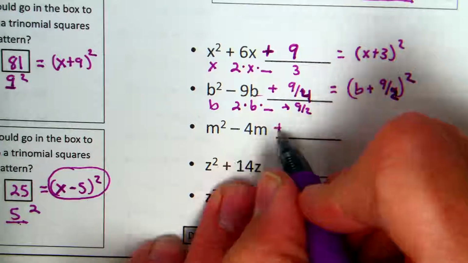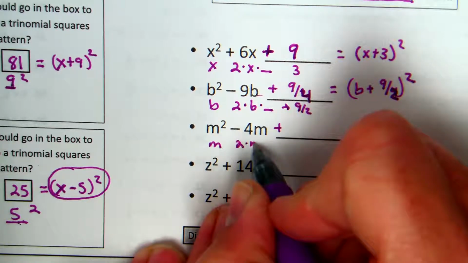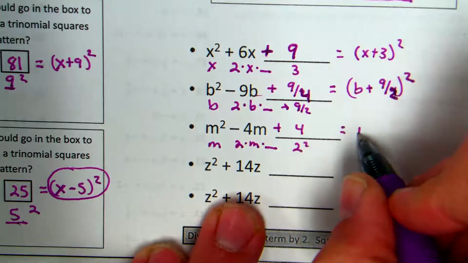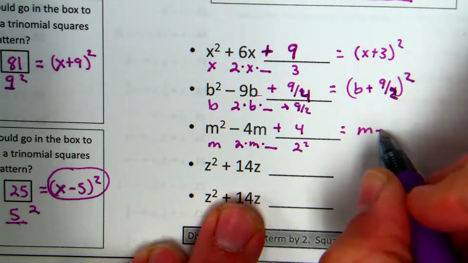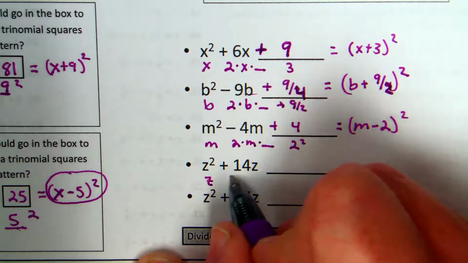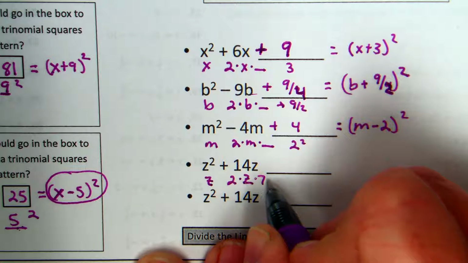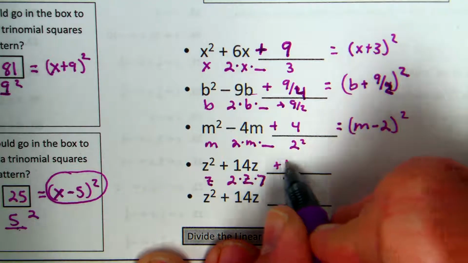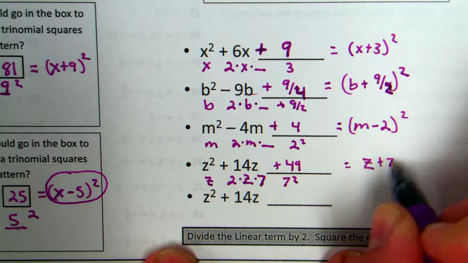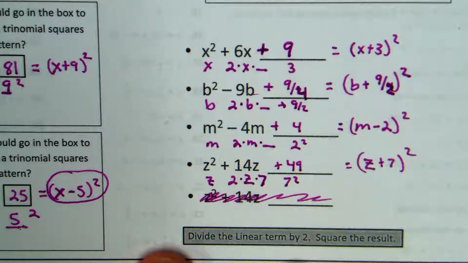How about right here? This is m. This is 2 times m times something. That something must be 2, which makes this a 4. This is m minus 2 squared. This is z. This is 2 times z times something. That something must be a 7, which means this is 7 squared. This is z plus 7 times itself. And this last one, of course, is a duplicate, making that very easy.